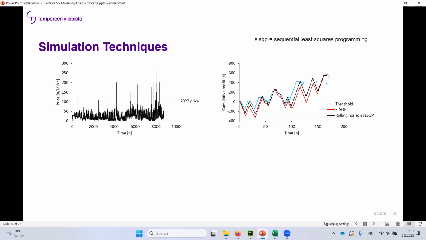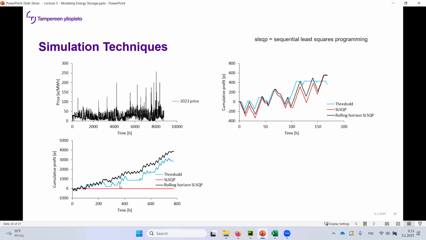This was for 1 week. And the threshold came close. When I started optimizing 1 month, I noticed that this started failing. It didn't give me anything because the optimization window had too many variables. It just said, okay, I'm out. So it was a question between the threshold and rolling horizon optimization.